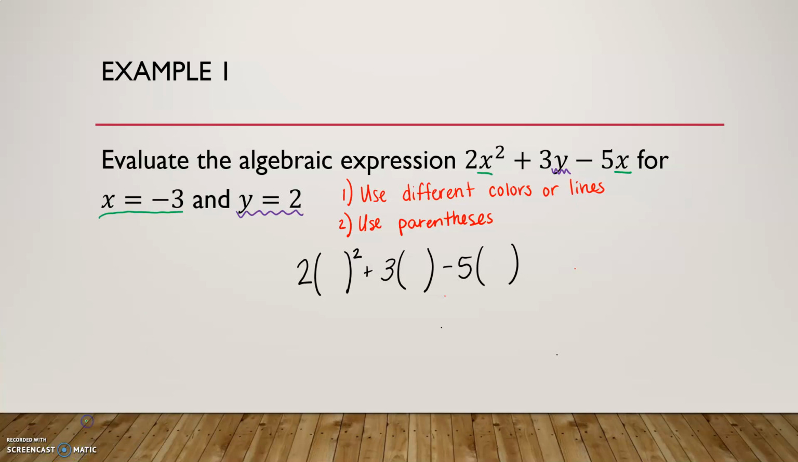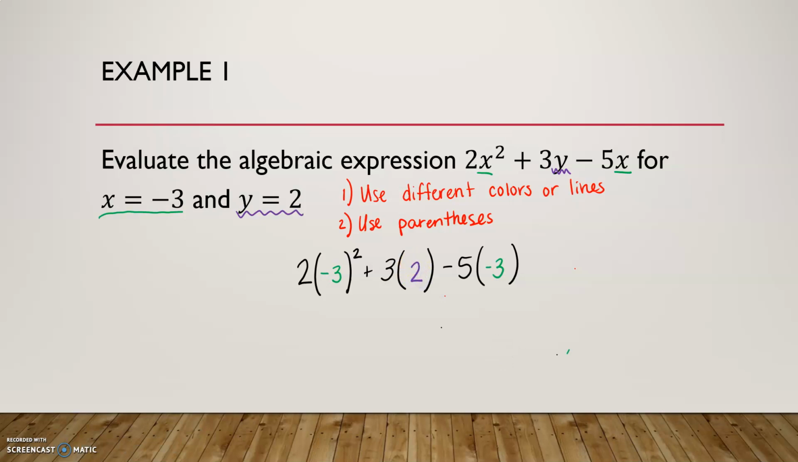And now I'm going to go back and fill in my values. So for x, I have -3. And I had another one over here. So that should be all of them. I can either say I've taken care of all the green, or I've got both straight lines, whatever's easier for you. And then for the y, I used purple or a squiggle. So I'm going to put a 2 where the y went.